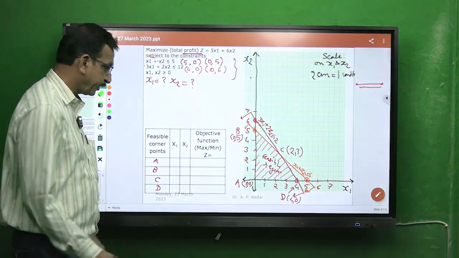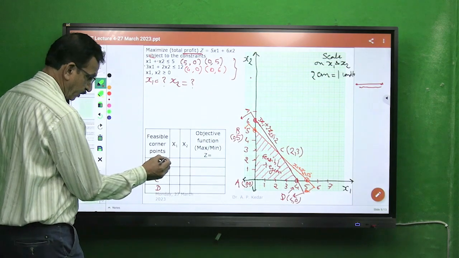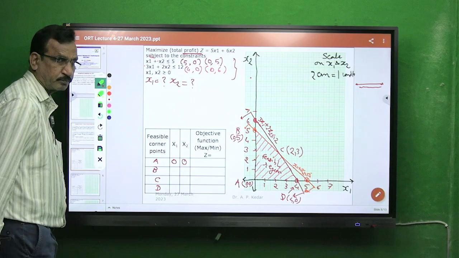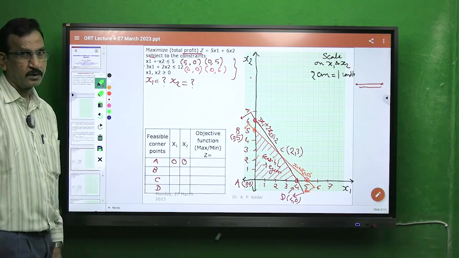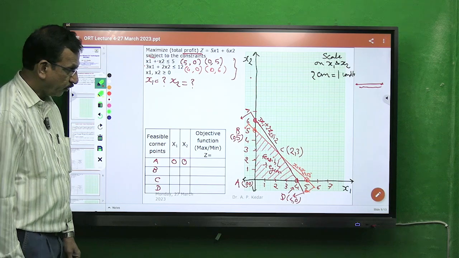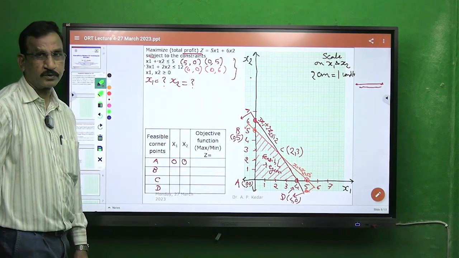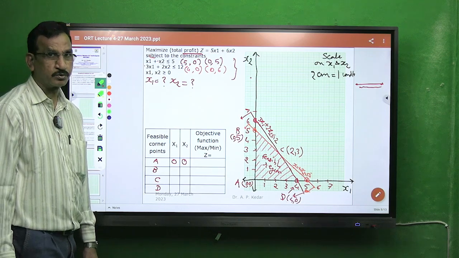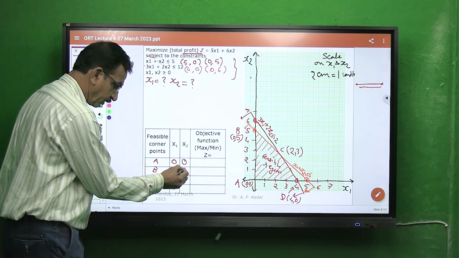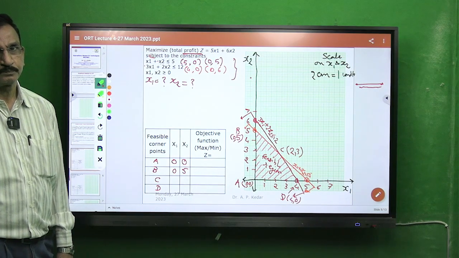So for point A, we have written 0, 0, means x1 is 0, x2 is 0. First we will do this task of finding the points from the feasible region. For B, we know always we write first x1 coordinate and then x2 coordinate. So for B it is 0 and 5.